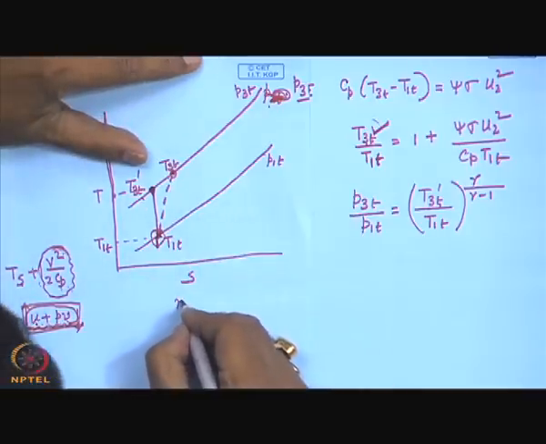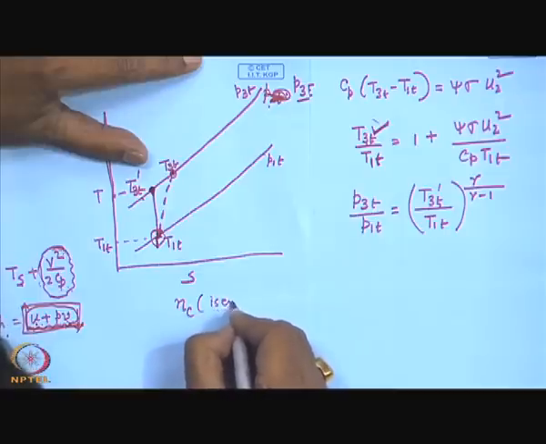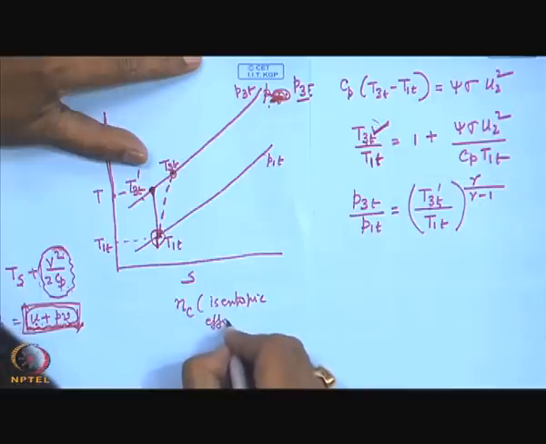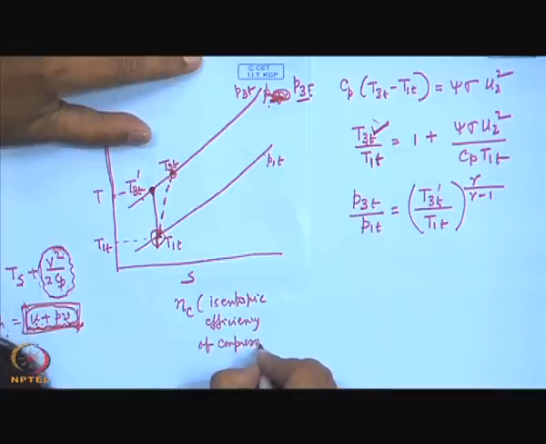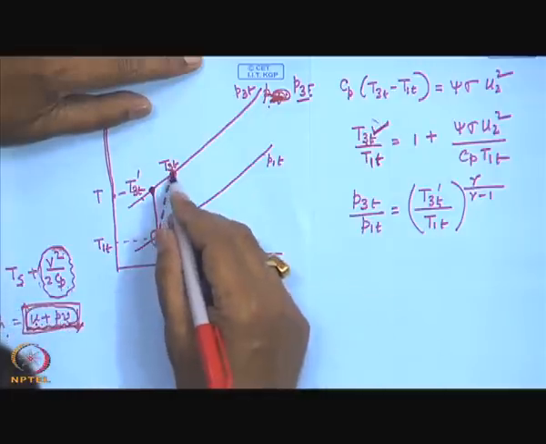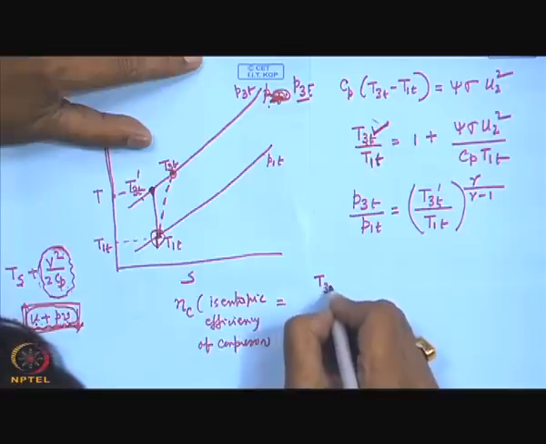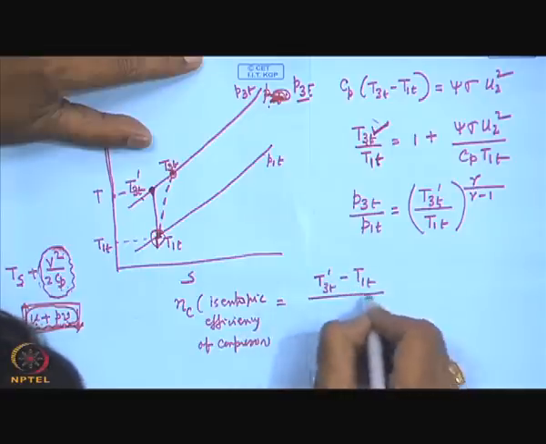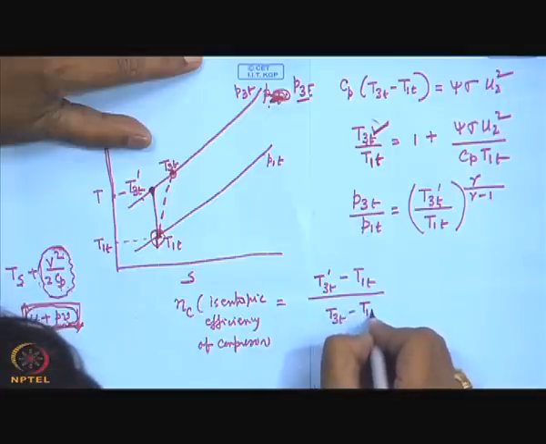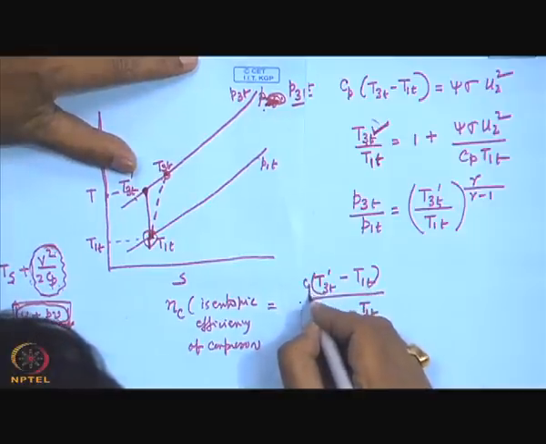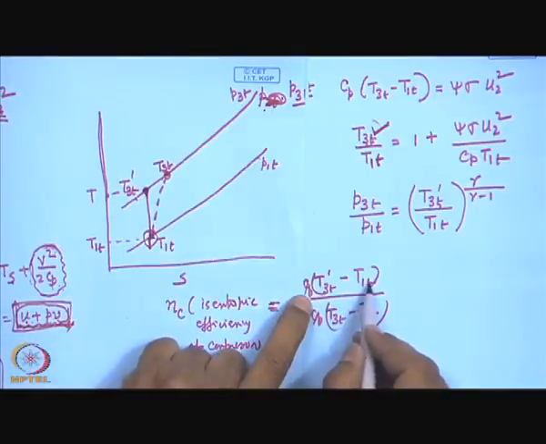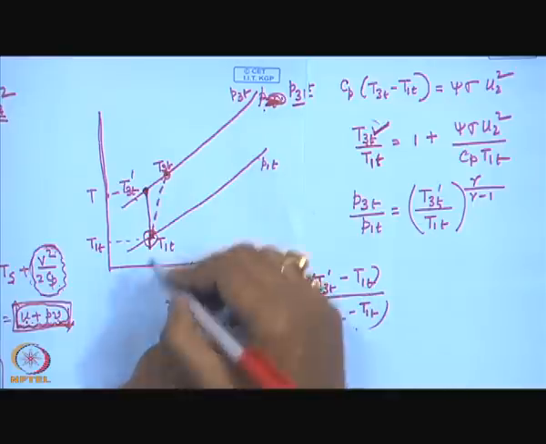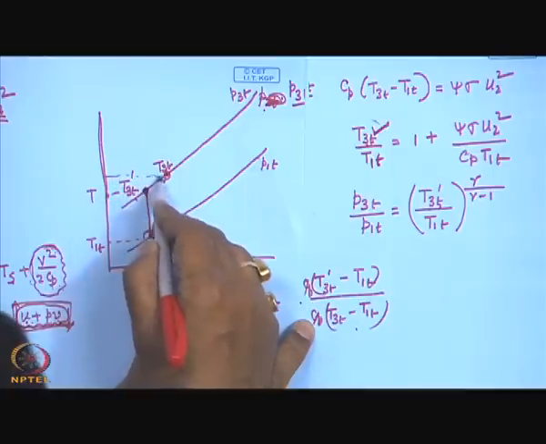Here we define a terminology known as isentropic efficiency of compressor, which is defined as the ratio of these two temperatures in a way that T3T dash minus T1T divided by T3T minus T1T. Actually, there is a Cp, this cancels out. This ratio is what? Physically, it is the ideal work divided by the actual work that is required. Actual work is always more, T3T is more than that. This is because of the friction, and temperature increases because of the increase in the entropy due to internal irreversibility.